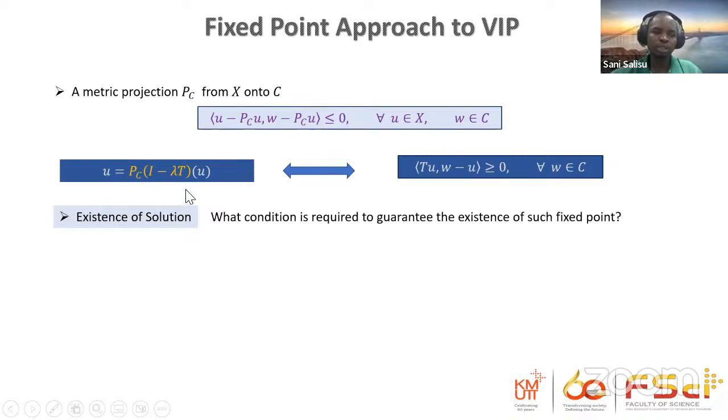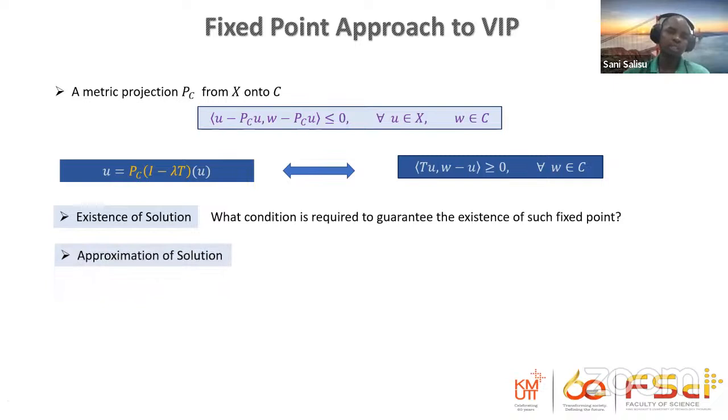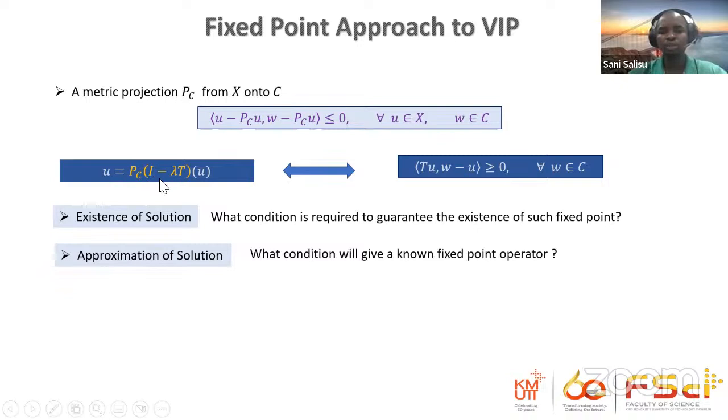So in the literature, one may see that when T is alpha-strongly monotone, and when C happens to be bounded, then you can get the existence and uniqueness of the solution of the variational inequality problem. Not just existence, another thing is approximation of the solution. You may assume that the solution is in the feasible set, then what is required is to approximate such a solution. So to approximate the solution, we also have to seek conditions that are required to be attached to this particular operator.